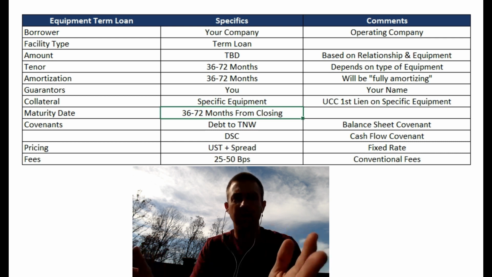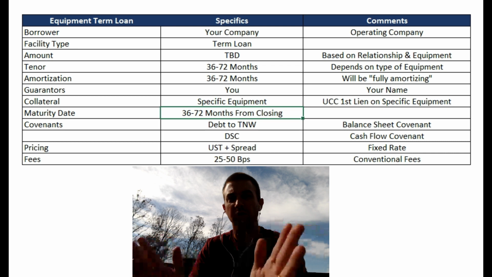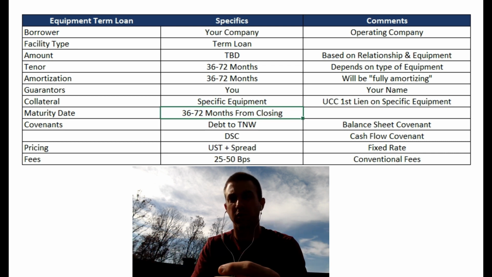The maturity date, again, is going to match the tenor of the loan. If the loan is for 5 years, the maturity date is 5 years from closing. Pretty simple. Okay, now let's get into more of the nuancy stuff.